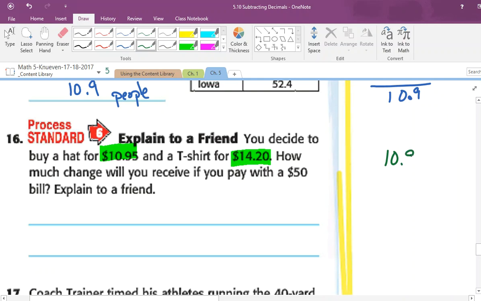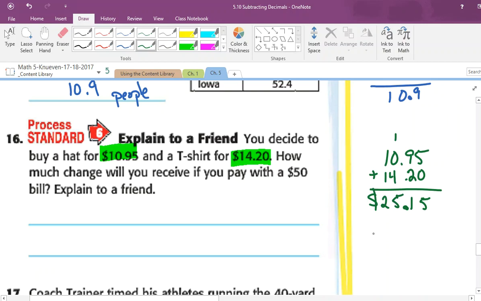So $10.95 plus $14.20. I add them first to know what the total cost is. So 5 and 0 is 5. 2 and 9 is 11. I carry the 1. Bring down my decimal point. 1, 0, and 4 is 5. And then 1 and 1 is 2. So total, it should be $25.15.